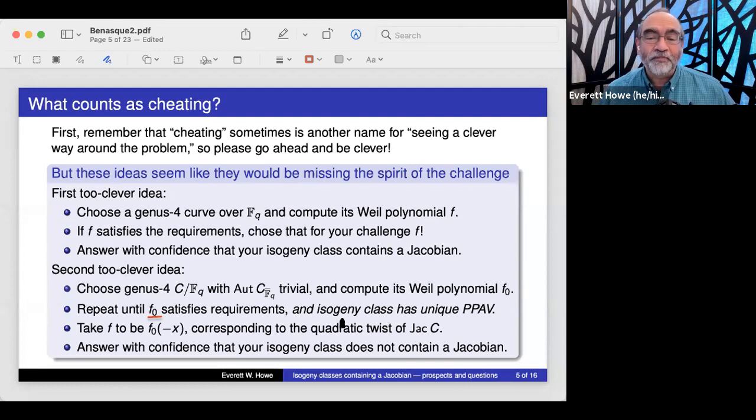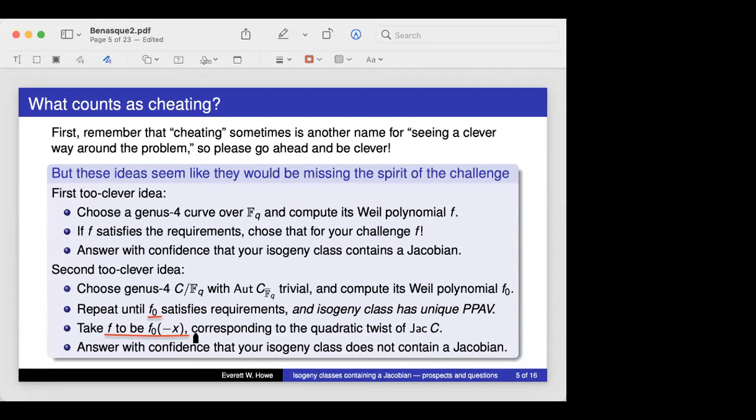But once you find such an f naught, you take your f for the challenge to be f naught of negative x. So that corresponds to the quadratic twist of the Jacobian that you just found. And if there's only one principally polarized abelian variety, and it's the twist of a Jacobian that has no automorphisms, then that principally polarized abelian variety is not a Jacobian. So this is a way that you might be able to find an example where your isogeny class does not contain a Jacobian, but I think it's still cheating.